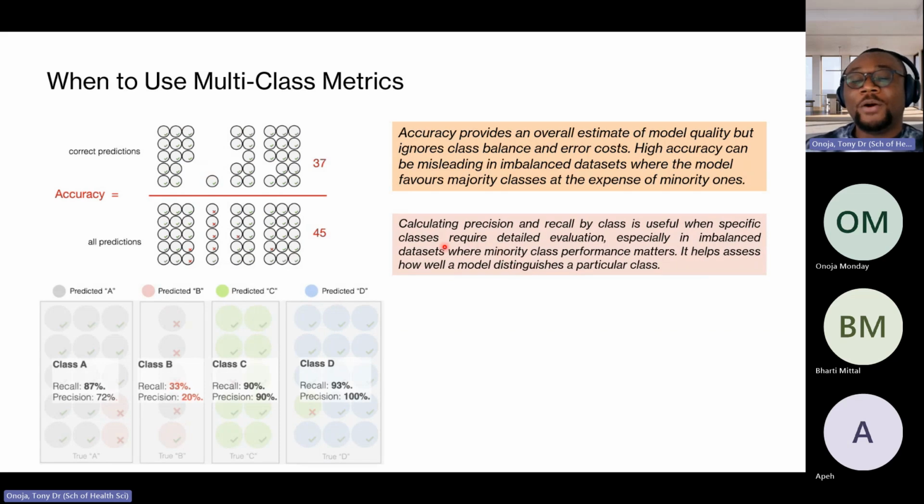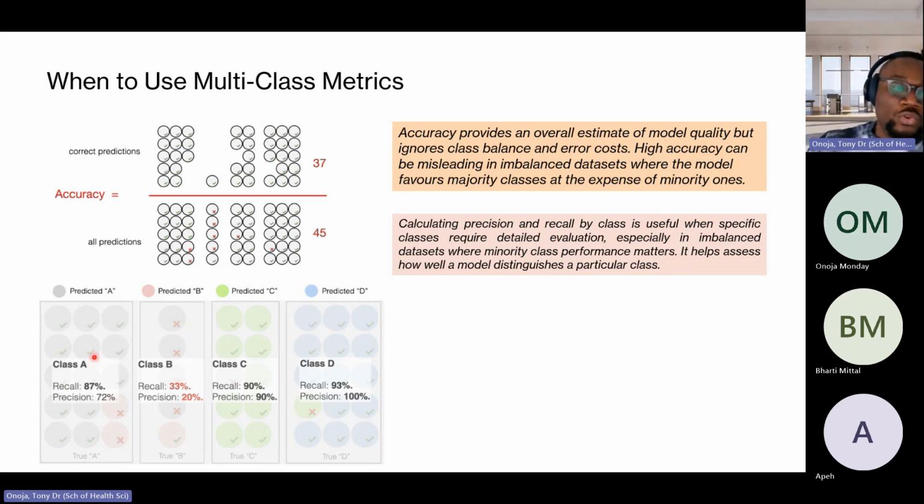On the other hand, when you are calculating the precision and the recall in a multi-class problem, calculating it by class is useful when specific classes require detailed evaluation, especially in imbalanced datasets where minority class performance matters. It helps assess how well a model distinguishes a particular class. Like I said, you have to look into the performance to see what is happening underneath the hood on each of the classes. So zoom in and look at them.